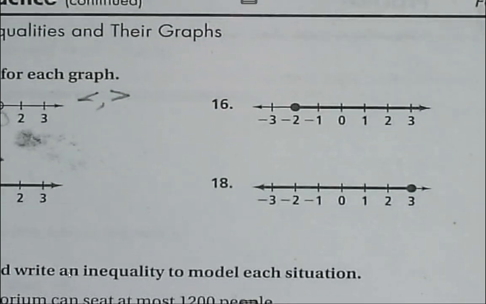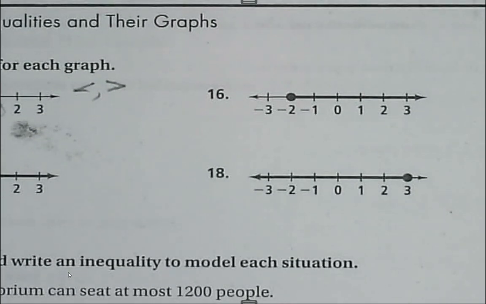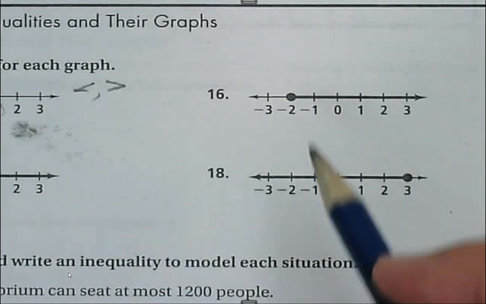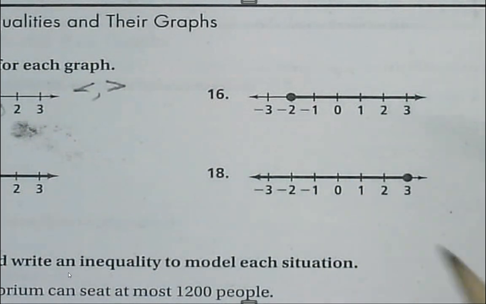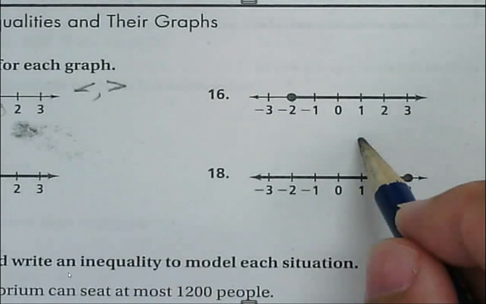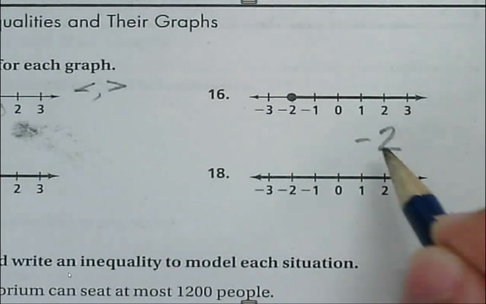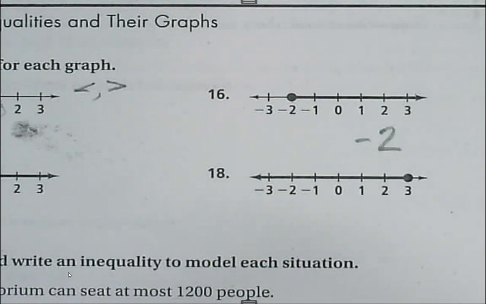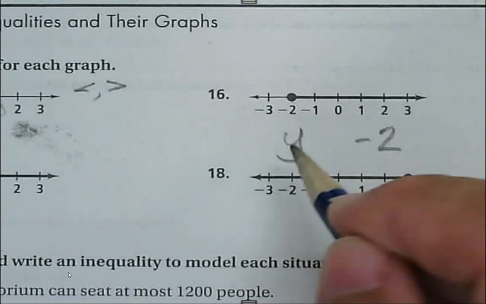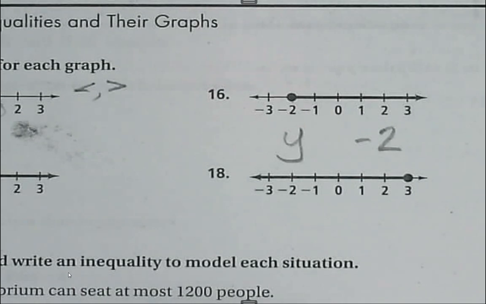Number 16. So number 16 this time, now where is my closed circle? My closed circle is at negative 2. So I know that negative 2 is going to be involved. I'm going to go ahead and put that to the right-hand side because I want to keep my variable on the left-hand side. This time we'll use y. We'll leave x alone for a second. And we're going to say y.